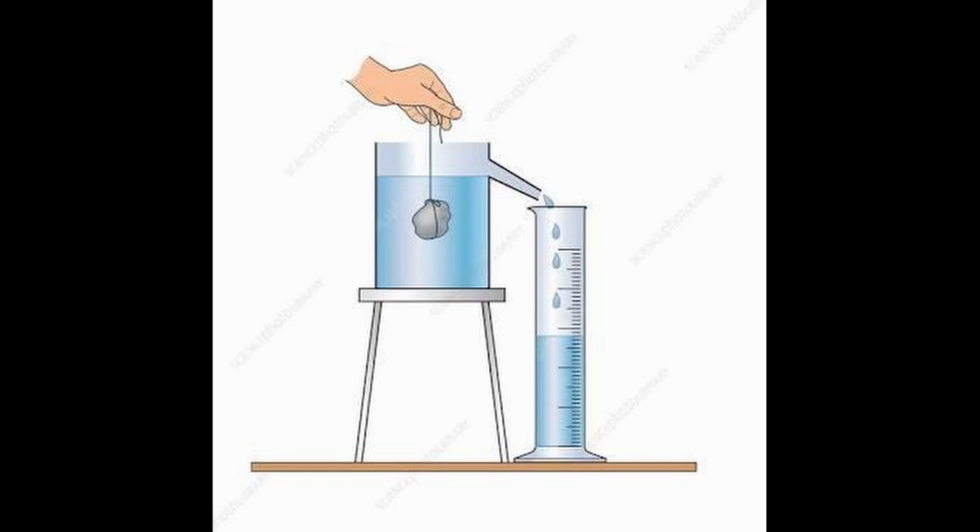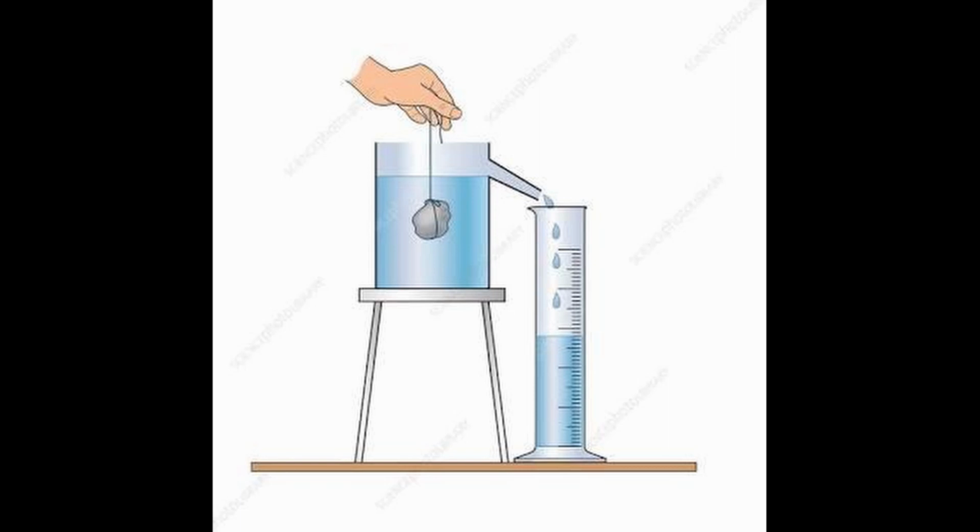Record the volume of water overflown. This gives us the volume of the solid. The mass of a solid is determined by a physical balance very accurately. Now, knowing the mass and the volume of the solid, the density can be calculated by the formula: density is equal to mass upon volume.